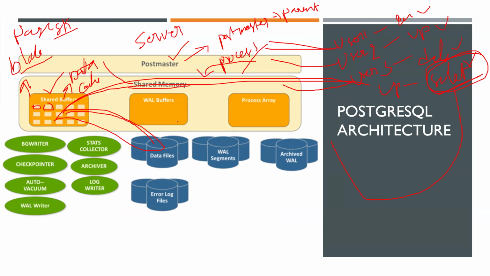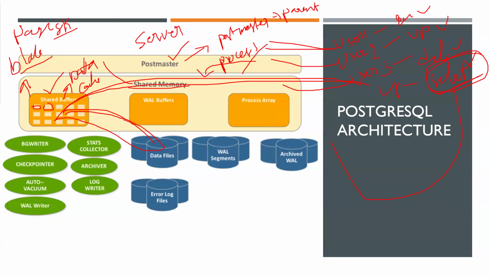Mainly there is a cache, the shared memory. This is the key component we want to know. Under this you have shared buffers, WAL buffers, process array, many things. Let's focus first on the shared buffers, which is nothing but the data cache, where your data is available.